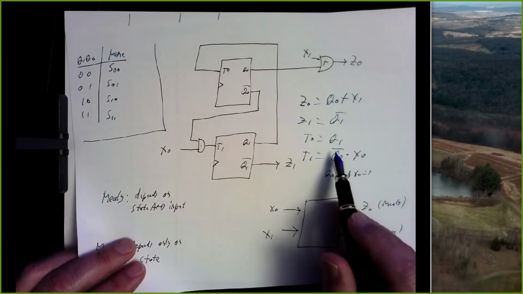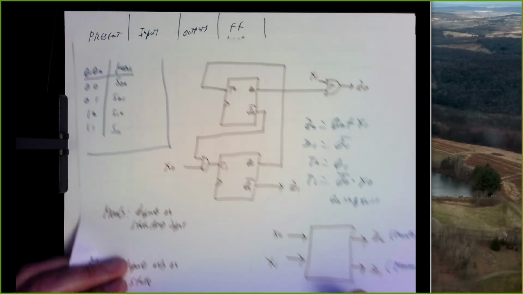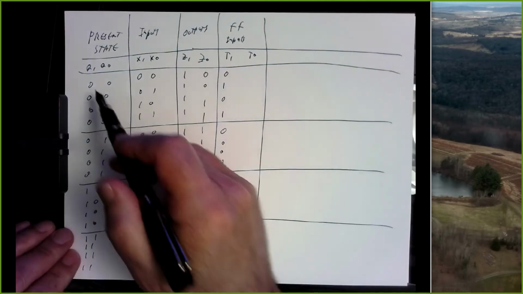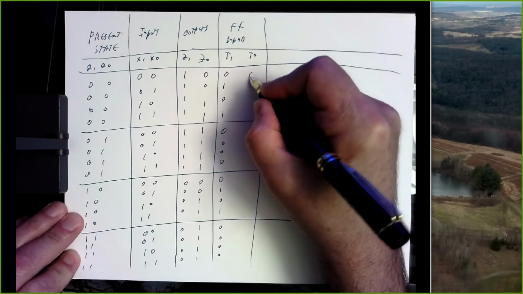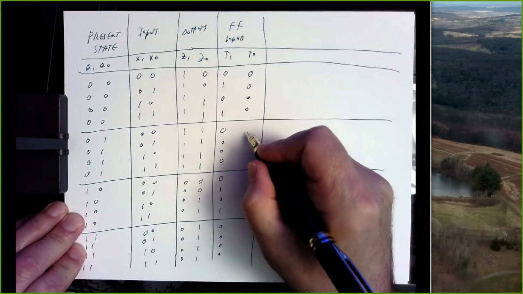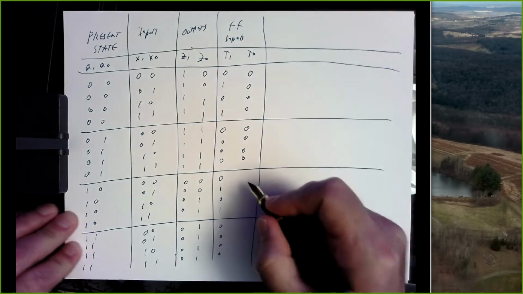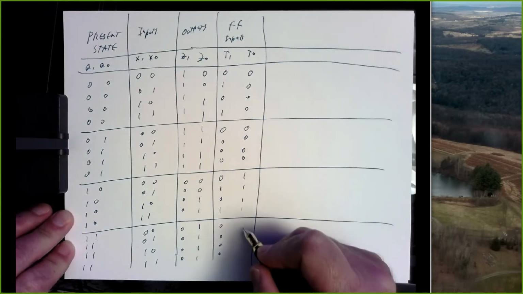All right, T0 is very straightforward. It's just equal to Q1. So T0 is just going to replicate this Q1 column. So these will be zeros on the top half, and then 1s on the bottom half.